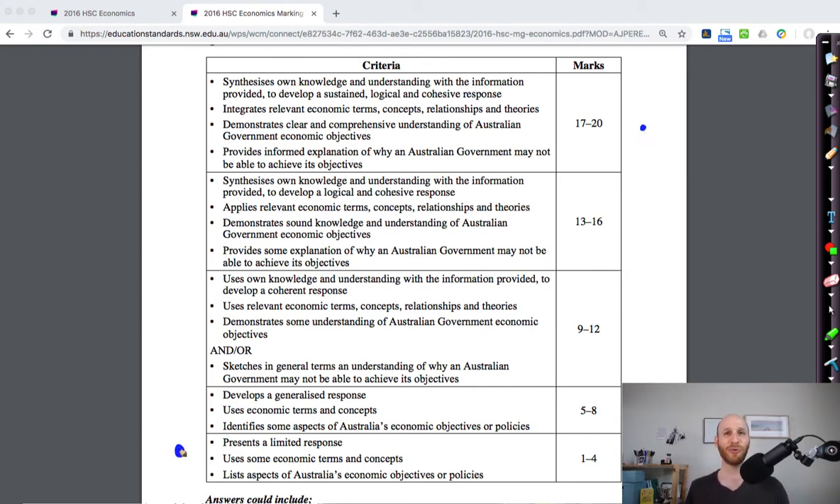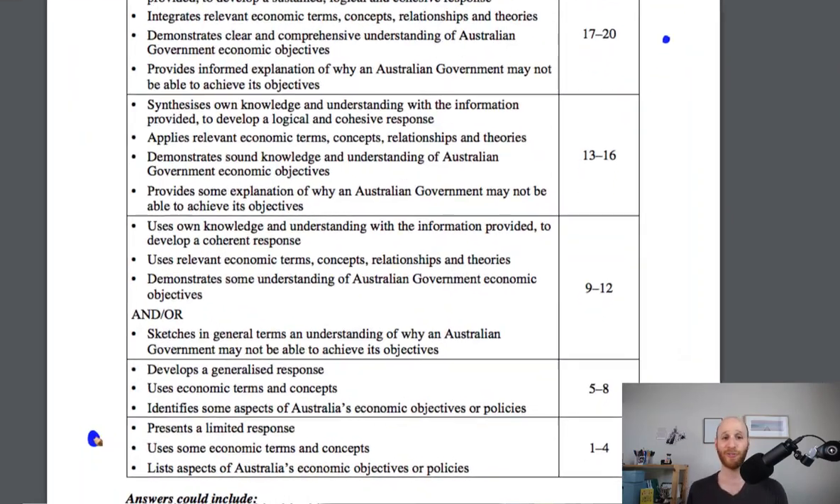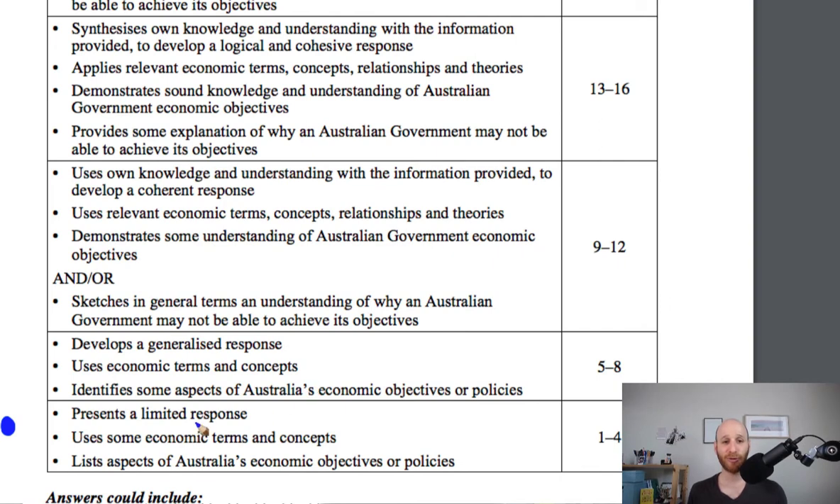What you need to do is keep providing reason for the marker to put you up into the next section in terms of these marking guidelines. So let's see where you start. It says, presents a limited response, uses some economic terms and concepts, lists aspects. So we've got limited response, some, lists. What you're entitled to here are 1 to 4 marks.